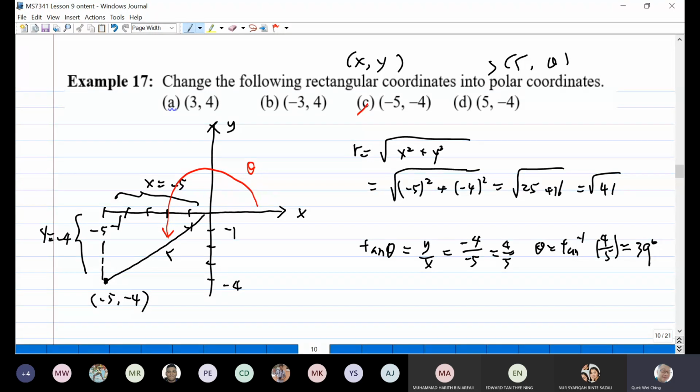Of course 39 degrees is too small already. Look at the angle, it's quite a big angle here. How can it be 39? What this actually tells you is that this angle is called a reference angle. So this angle is 39. It's actually this one, from here to here, this is 39.